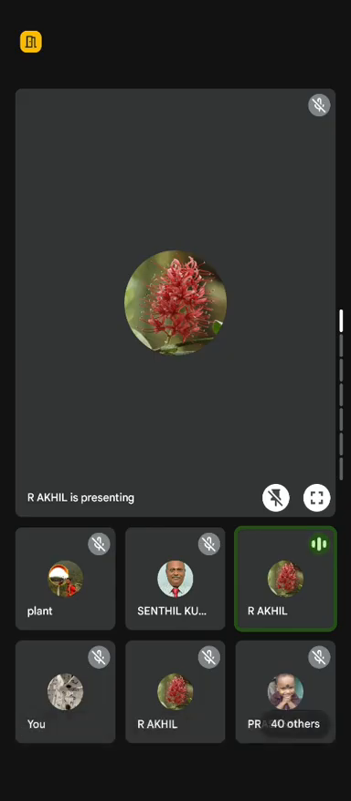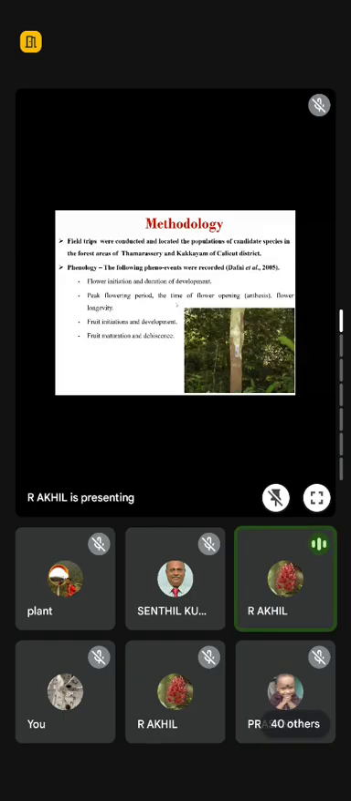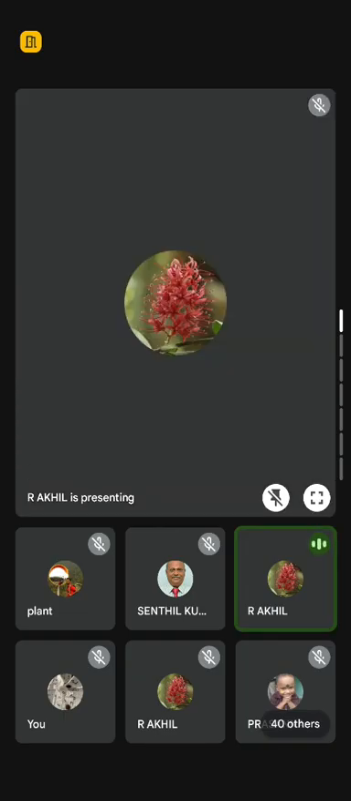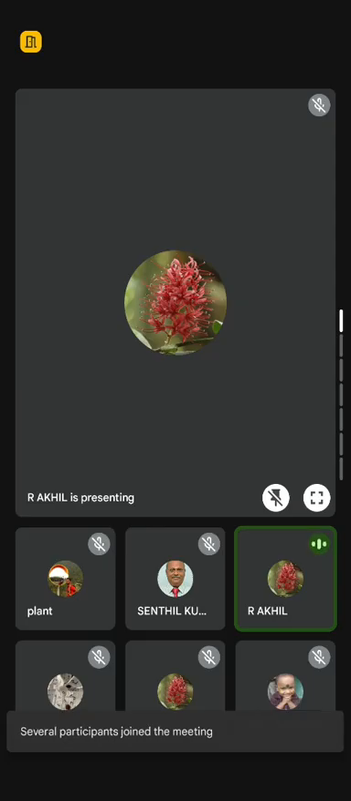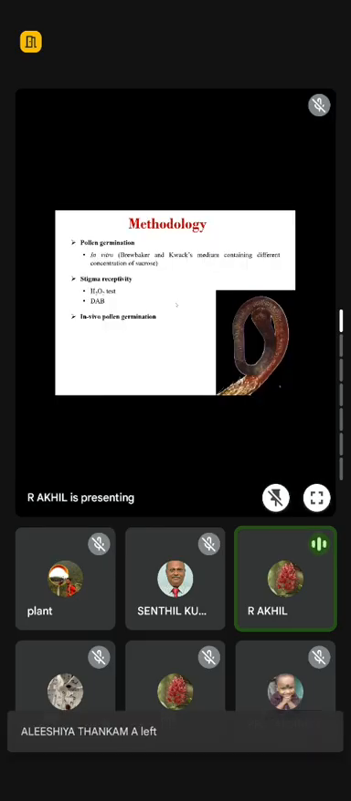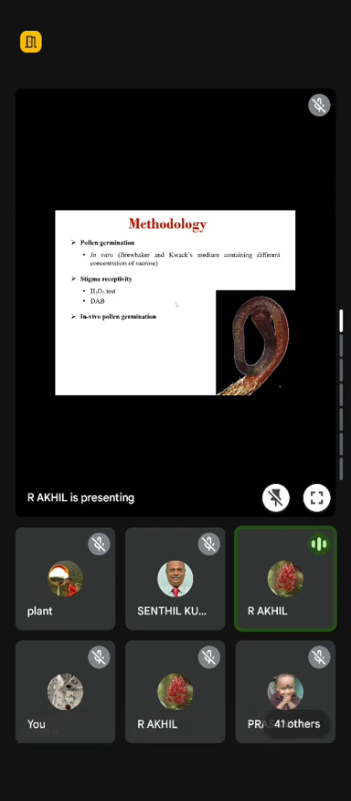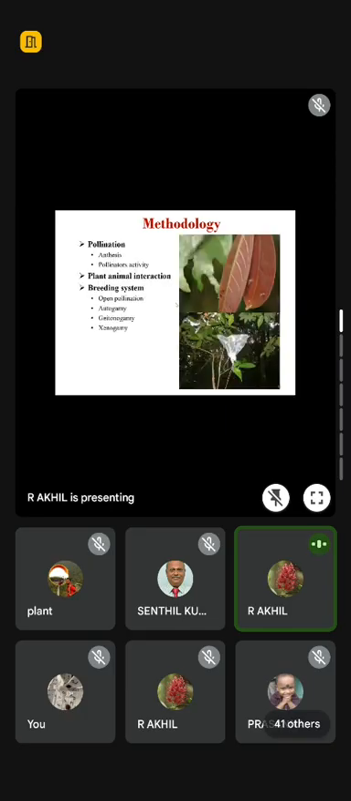Pollen fertility and viability were analyzed with the help of different staining techniques, such as Alexander's test and fluorescein diacetate test. Pollen germination studies were carried out both in vivo and in vitro. In vitro pollen germination studies were carried out in Brewbaker and Kwack medium with different concentrations of sucrose. Stigma receptivity was also analyzed by the H2O2 test and the BAP test.